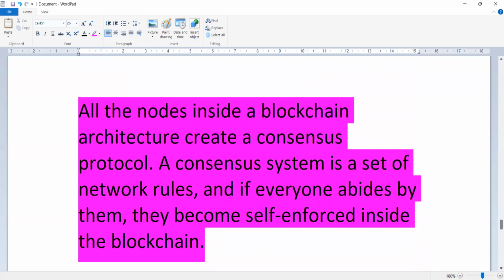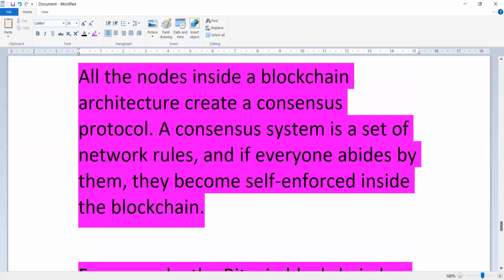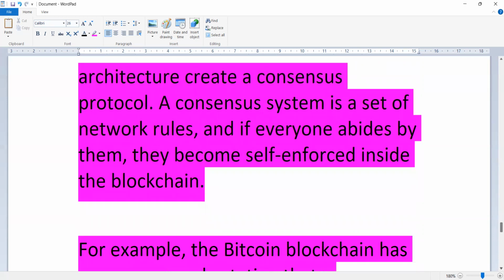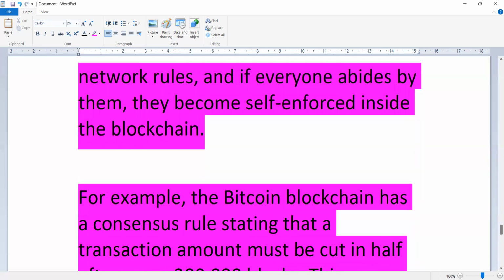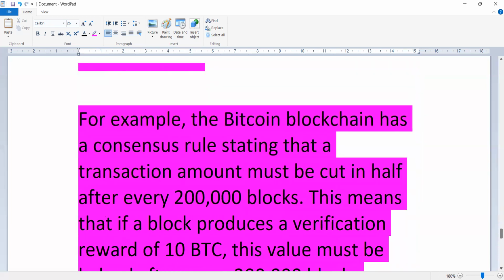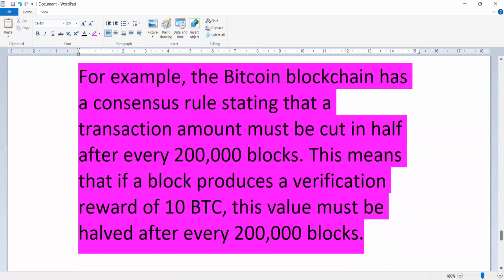All the nodes inside a blockchain architecture create a consensus protocol. A consensus system is a set of network rules, and if everyone abides by them, they become self-imposed inside the blockchain. For example, the Bitcoin blockchain has a consensus rule stating that the transaction amount must be cut in half after every 2 lakh blocks.